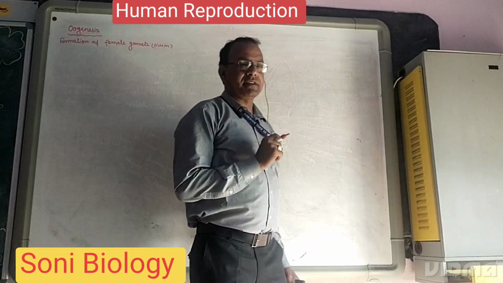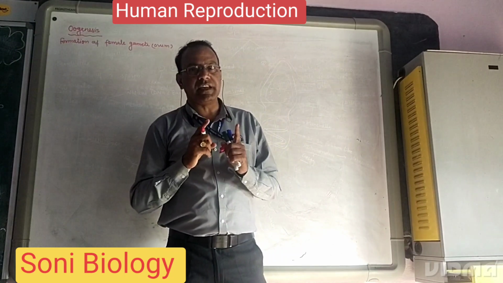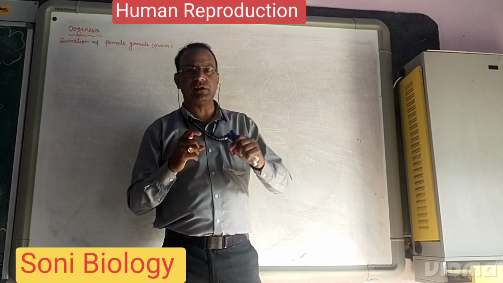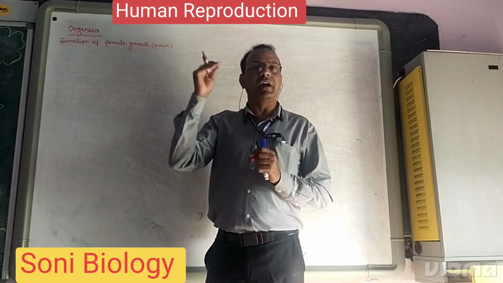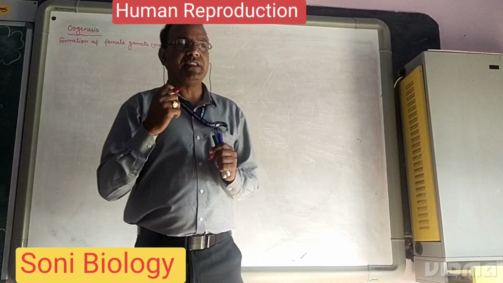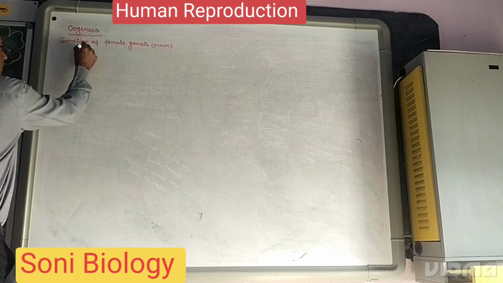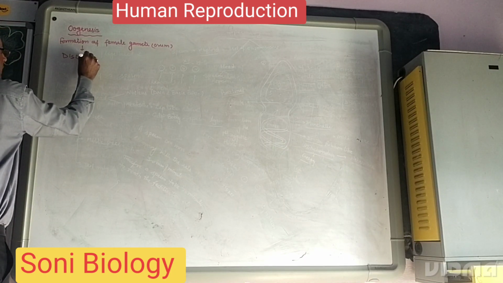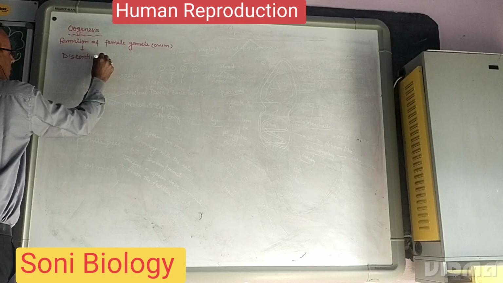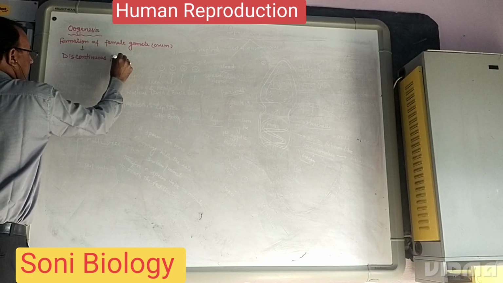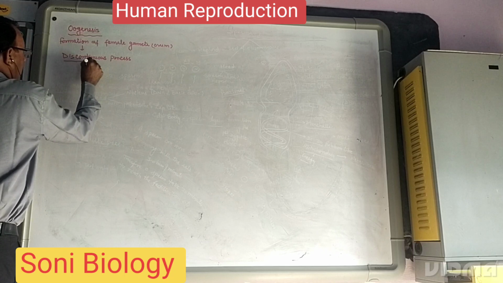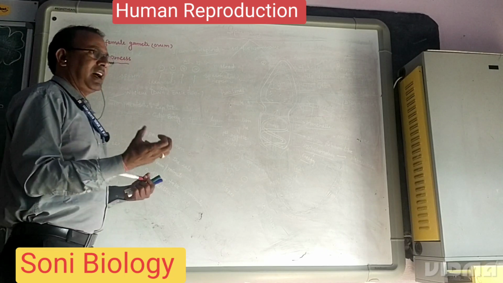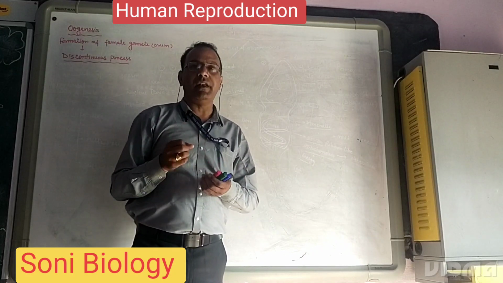We have already discussed that spermatogenesis is a continuous process, because once the production of sperm starts, it remains continuous. But the oogenesis process is a discontinuous process. First of all, we will study how these eggs are produced inside the female ovary.